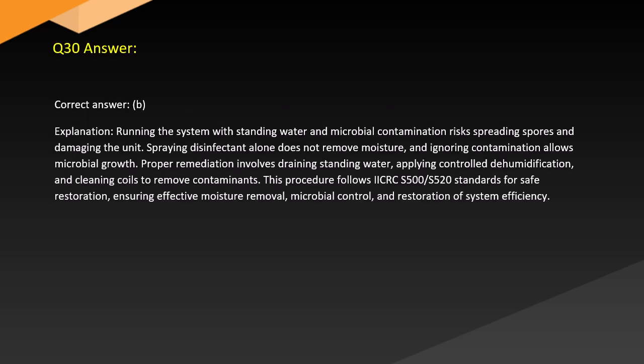Answer. Correct answer: B. Explanation. Running the system with standing water and microbial contamination risks spreading spores and damaging the unit. Spraying disinfectant alone does not remove moisture, and ignoring contamination allows microbial growth. Proper remediation involves draining standing water, applying controlled dehumidification, and cleaning coils to remove contaminants. This procedure follows HVACR standards for safe restoration, ensuring effective moisture removal, microbial control, and restoration of system efficiency.